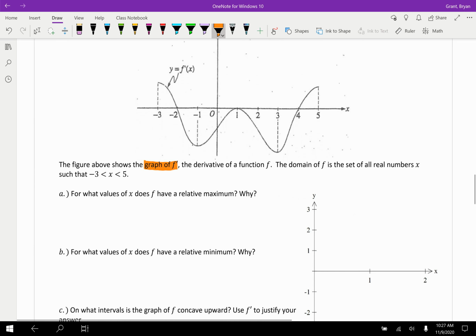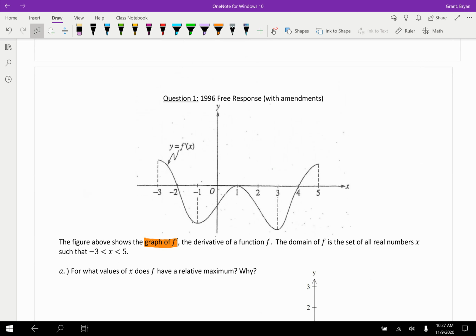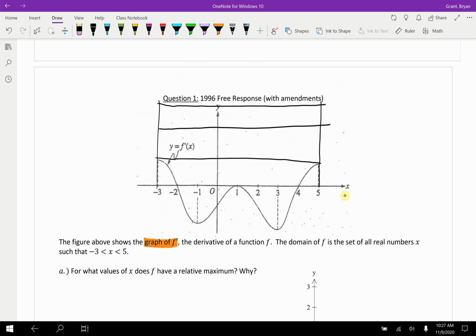All right. The domain is the set of all real numbers such that x is between -3 and 5. For what values of x does f have a relative maximum, and why? Well, what I'm actually going to do is make a nice little sign chart here. And when I make this sign chart, I always like to set it up equal to these axes, something like this. I'm going to split this into two pieces. There we go. And we're going to look at the signs of f prime and, of course, the signs of f double prime.